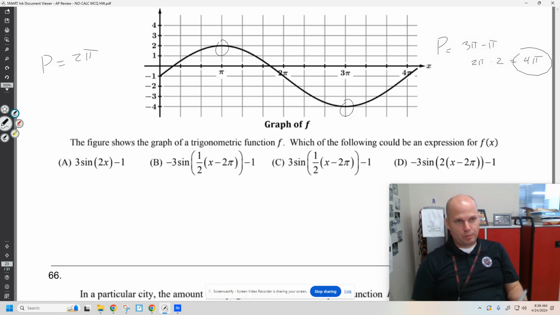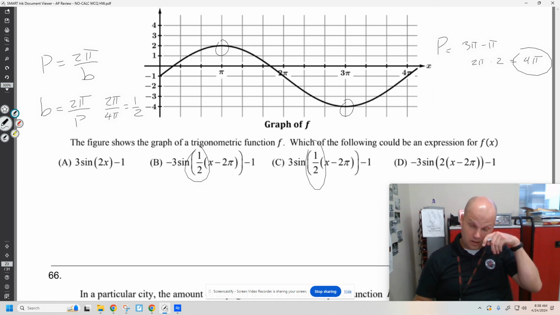Now the period is 2 pi divided by b, like horizontally dilated. You could find that the b value is going to be 2 pi over the period. If the period's 4 pi, I'll take 2 pi divided by 4 pi, and I get that b's got to be a half. So I'm looking for a half. Okay, so that's good.